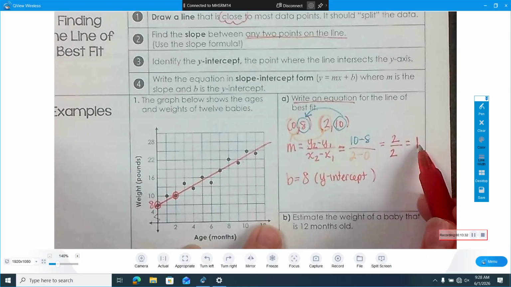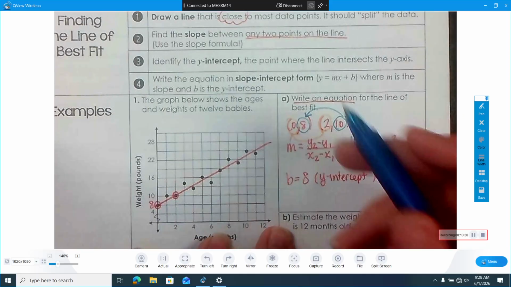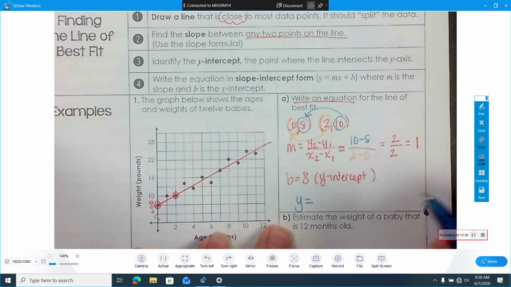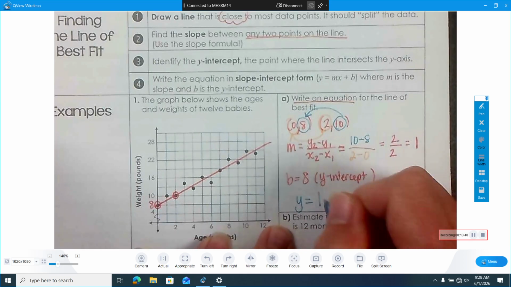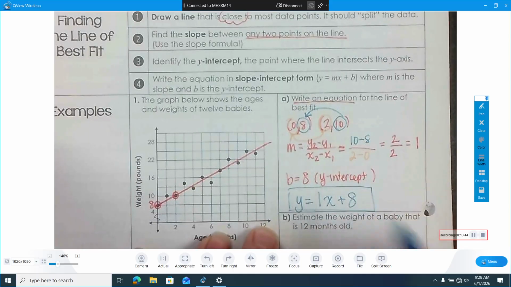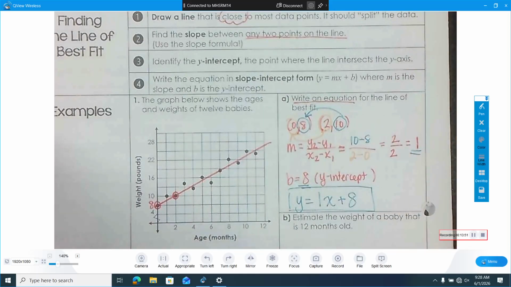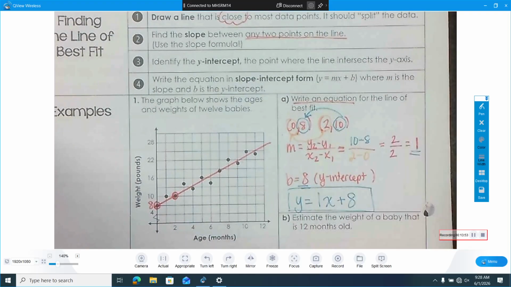And if I have my M and my B, then I can write my equation. Here's my equation. Super easy. Y equals MX plus B. Y equals 1x plus 8. So I just take my 1 and my 8 and plug them into y equals MX plus B. That is a long time ago that we did that.